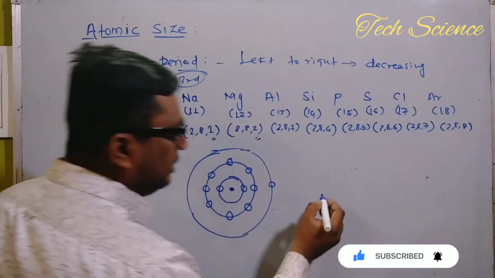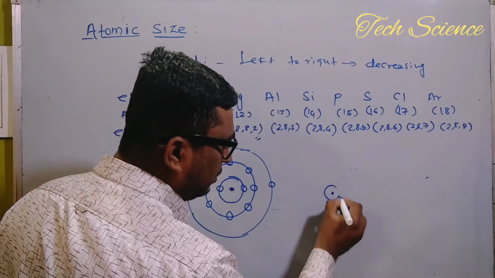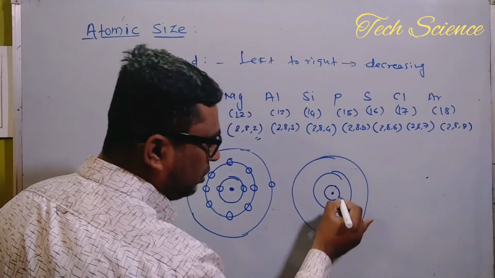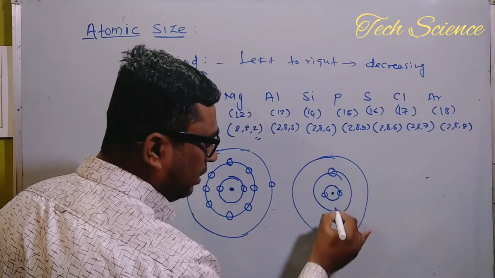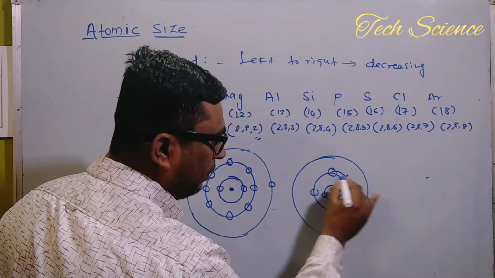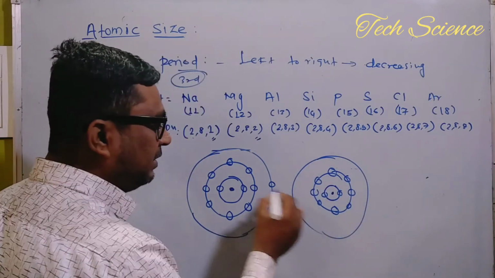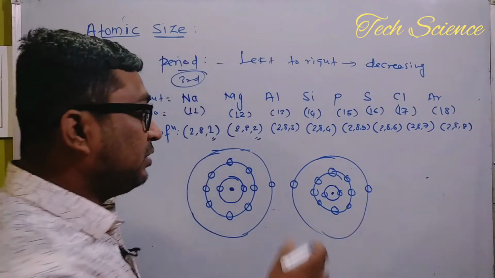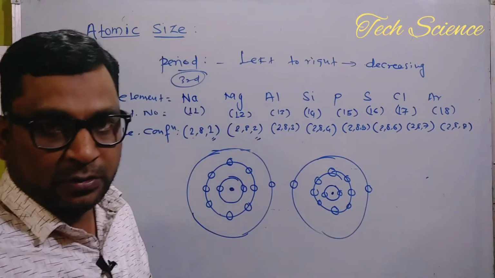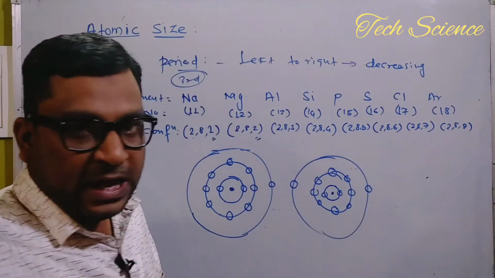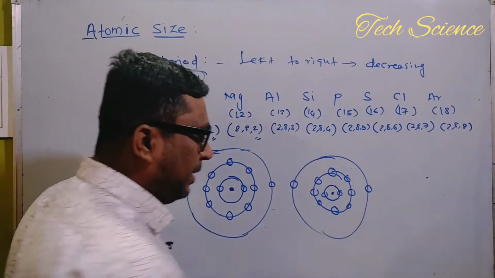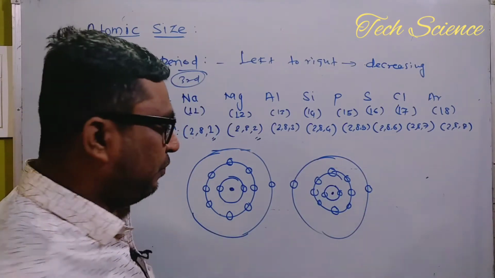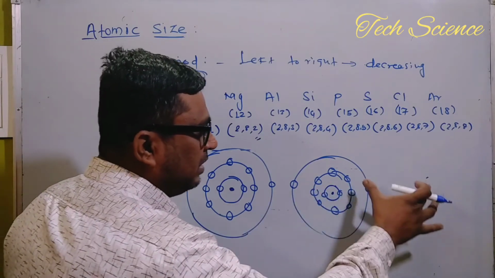Now, regarding magnesium, this is the nucleus, first orbit, second orbit, and this is the third orbit. Am I right? First orbit 2 electrons, second orbit 8: 1, 2, 3, 4, 5, 6, 7, 8. And in the last we have 2 electrons, 1 and 2. If you draw the structure of aluminium, the outermost orbit has 3 electrons. Regarding silicon, 4. Every time when you are moving from left to right in a period, the number of electrons in the outermost orbit is increasing one by one. First of all 2, then 1, then 2, then 3, then 4.